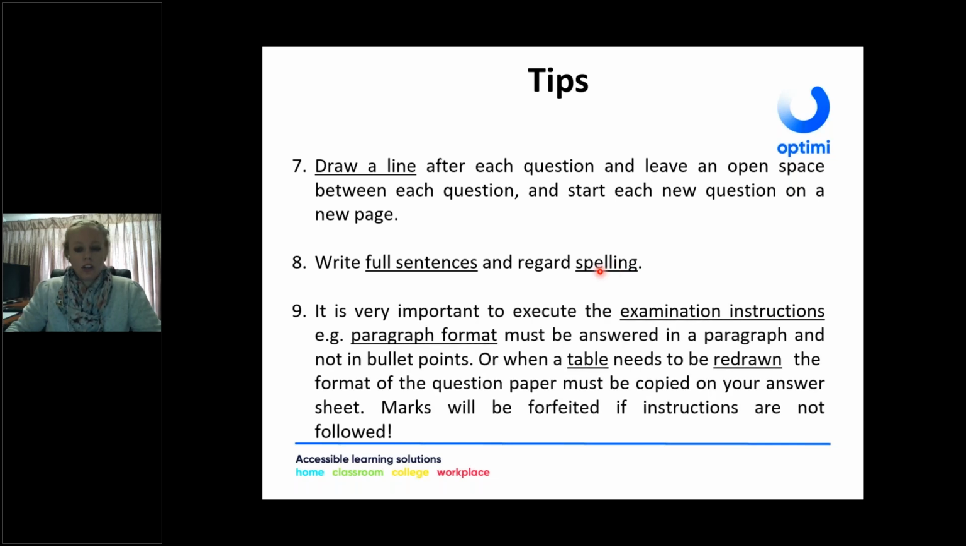Okay, this last point we've actually discussed now in the previous tip. It's just with regards to examination instructions, to ensure that if they ask paragraph format that you do it in paragraph, or if they ask you to redraw and complete the table that you actually do that. Do what is instructed from you, because marks will be forfeited if instructions are not followed.